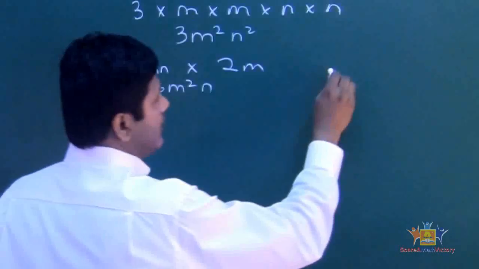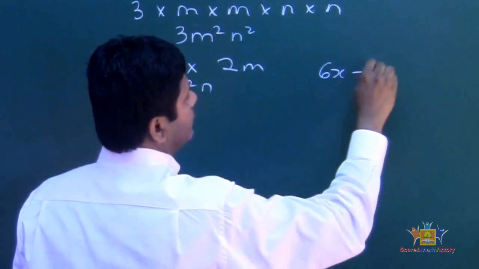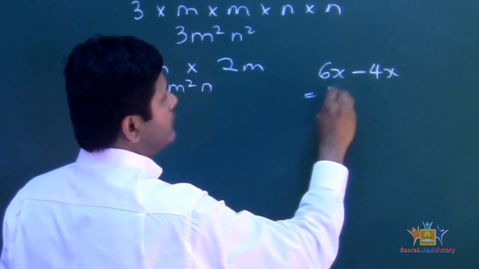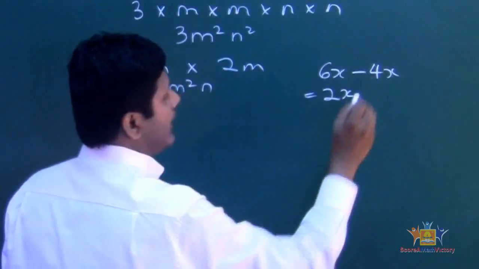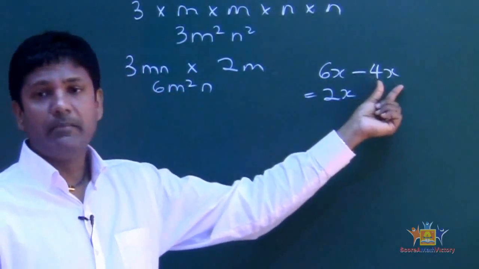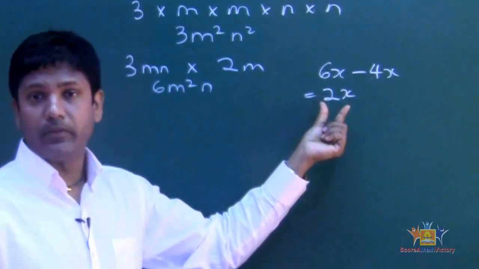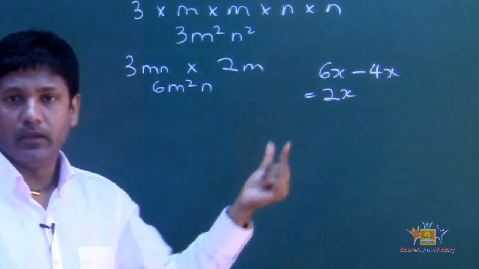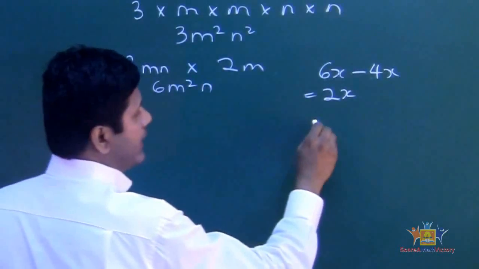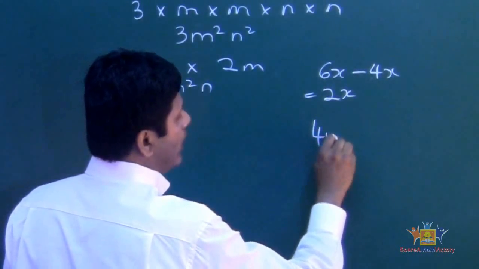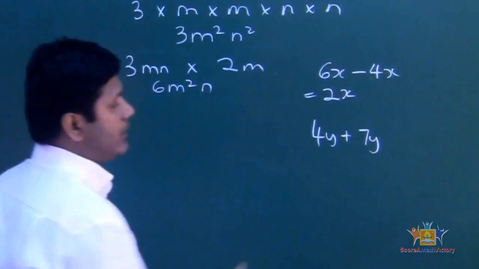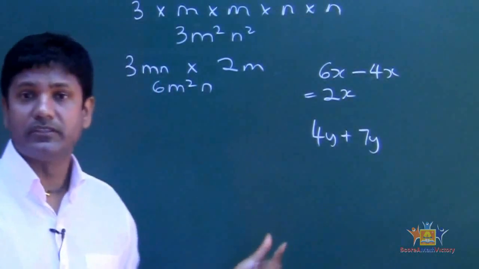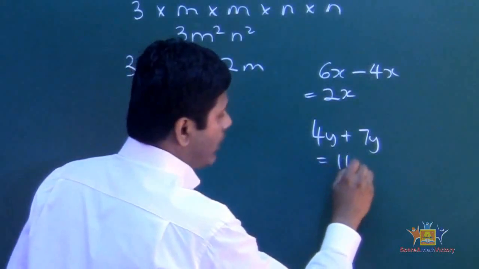What do I mean by that? Let's say, for example, I have 6x minus 4x. They're like terms. 6 minus 4 is 2, and bring the x across. In other words, 6 apples minus 4 apples is 2 apples, not just 2, am I right? 2 apples. So it's very important that you bring the x with it. Even with addition, if I have 4y plus 7y, 4 oranges plus 7 oranges makes 11 oranges. See that? So you have to put the y along with it.